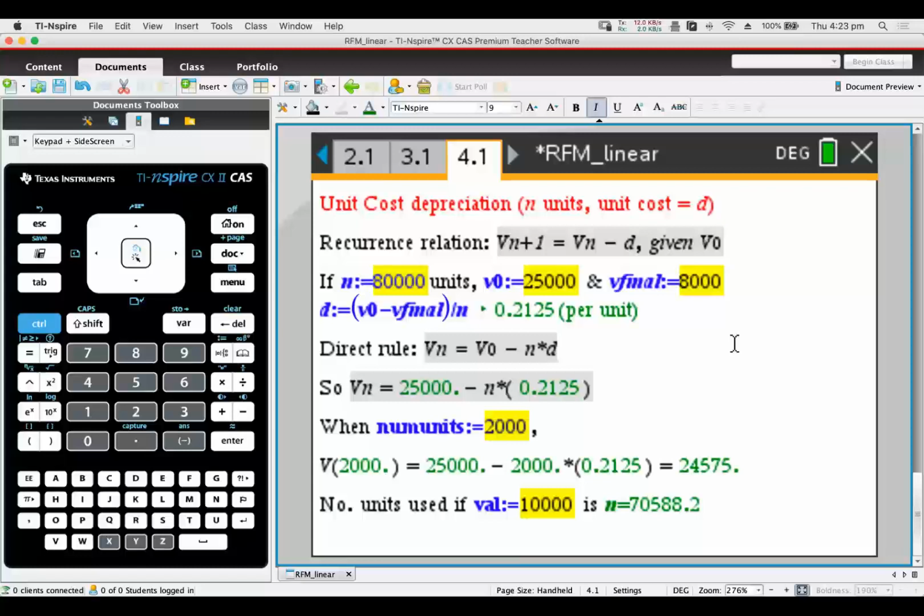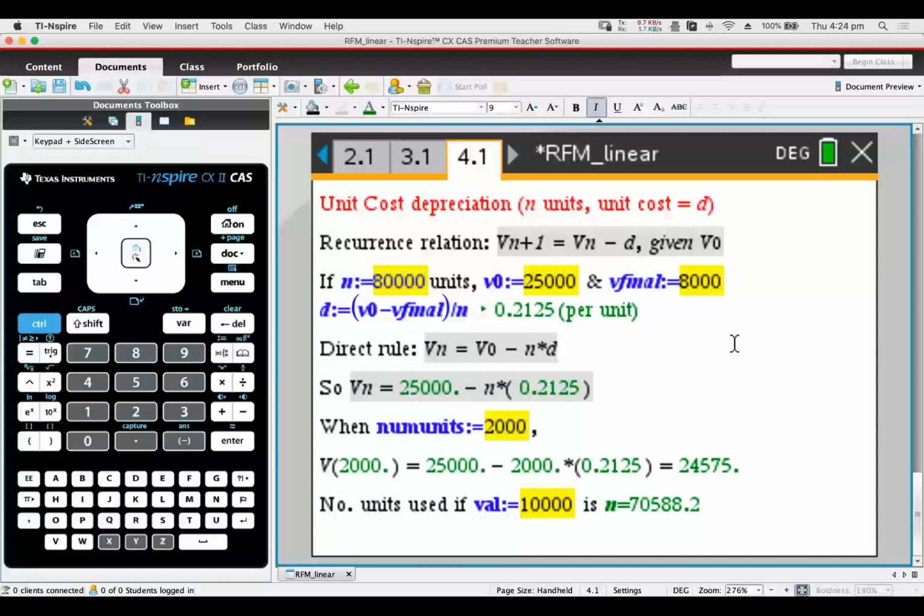Okay, so now you've calculated the D value. It's pretty much as before. The direct rule is V of n equals V of naught minus n times D. And then the direct rule in our particular case is 25,000, the original value, minus the number of units times the 21 cents, if you like, or $0.2125 per unit. So now you can make a calculation such as, if you know the number of units, you can work out what the value should be after that much use of the asset.